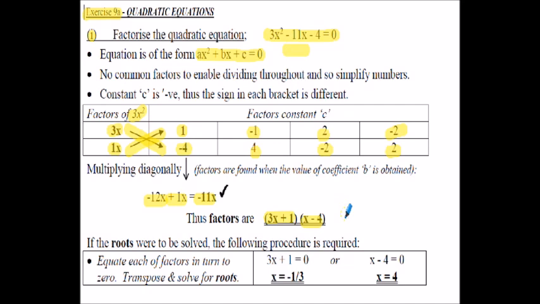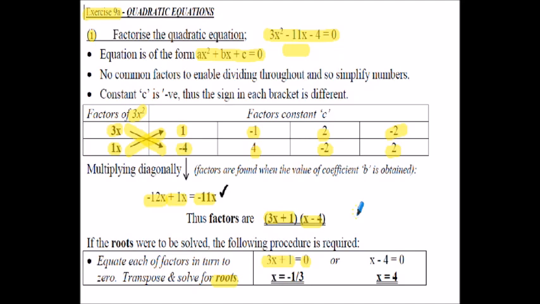Once we found the factors, what we have to do then is find the roots of the equation, and the roots are where the quadratic curve actually crosses the x-axis. To find the roots, all we do is take each of the factors in turn, equate it to 0, and solve the resulting equation. So taking the first factor of 3x plus 1, we simply equate it to 0 and then rearrange to find x.